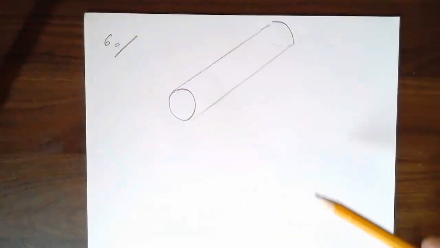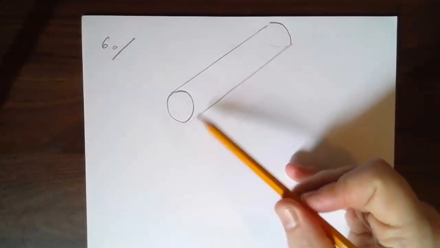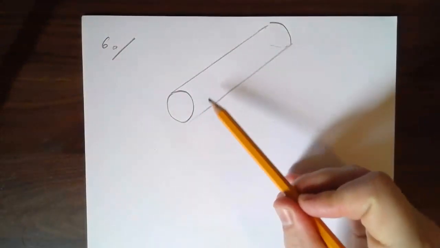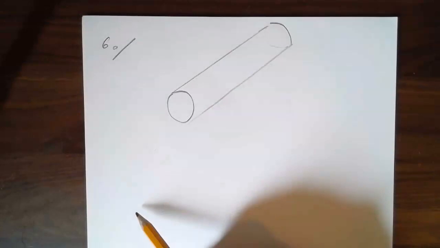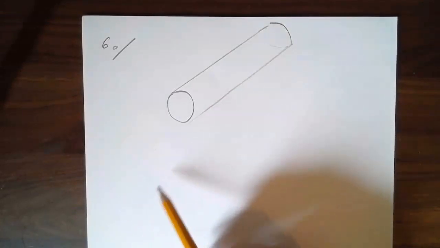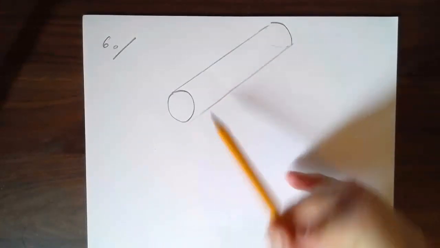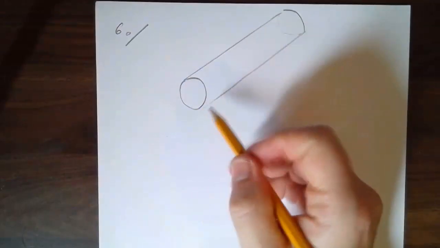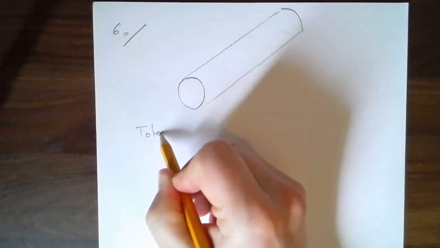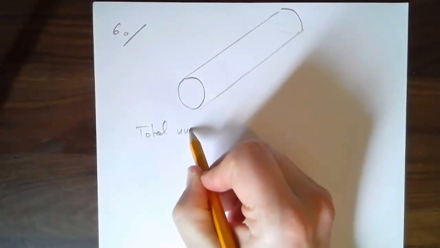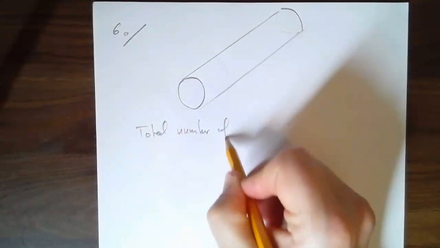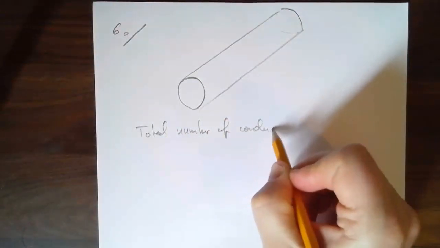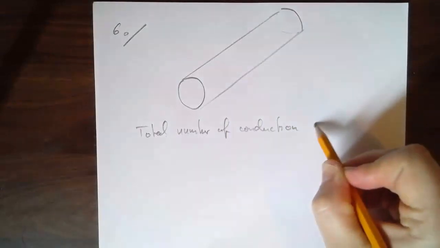Now, how many conduction electrons, right? Conduction electrons means we're only counting those electrons that are free to go around, not the ones that sit in stable shells around their atoms. So the total number of electrons in here, the number of conduction electrons, free electrons.